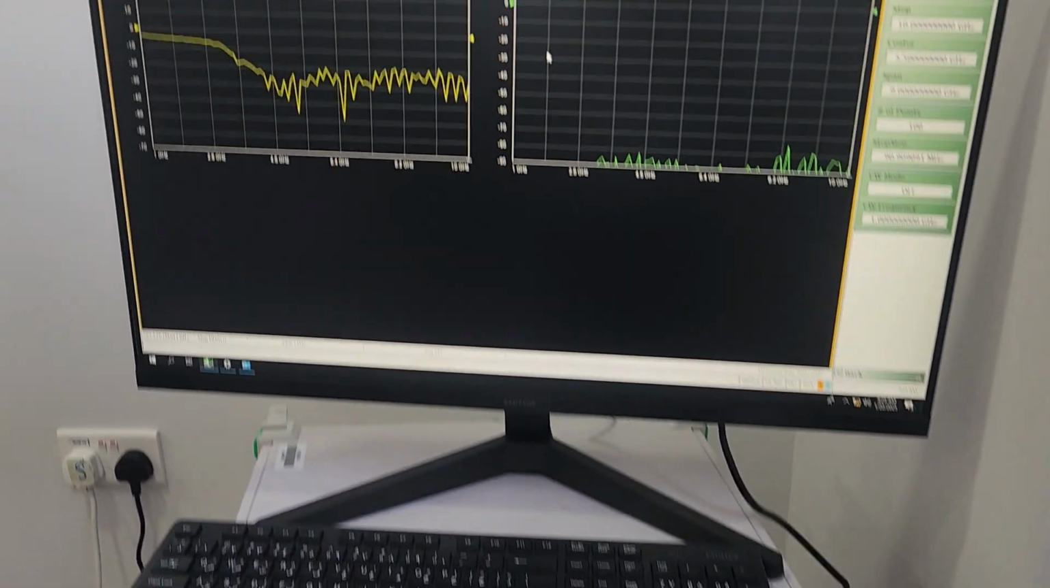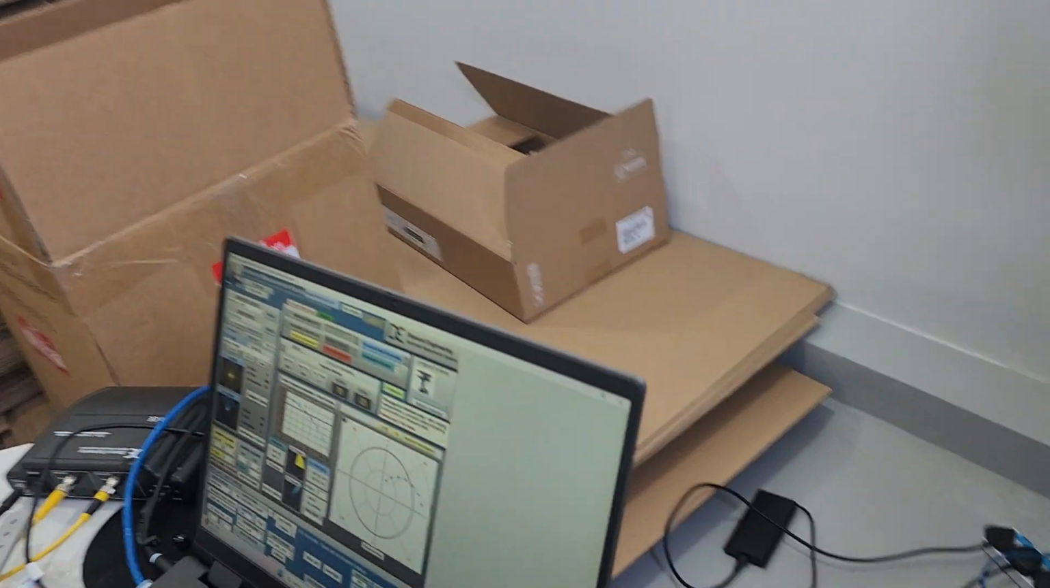So this is called the antenna measurement system, the automatic system for the antenna.